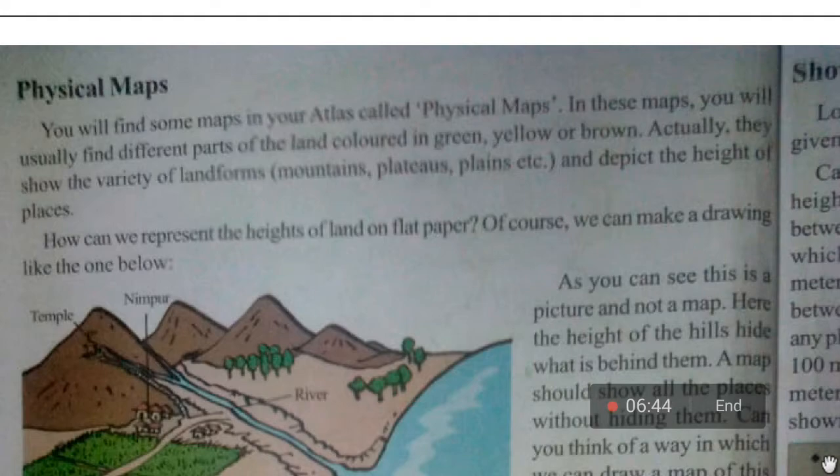In these maps, you will usually find different parts of land colored in green, yellow, or brown. Actually, they show the variety of landforms. What landforms is it showing? Mountains, plateaus, and plains. Different kinds of landforms are shown in physical maps. And how much is the height and how much is the depth, all of these are shown on physical maps.